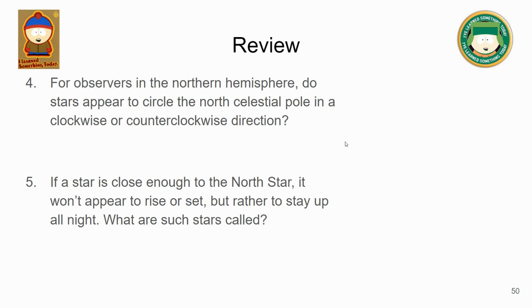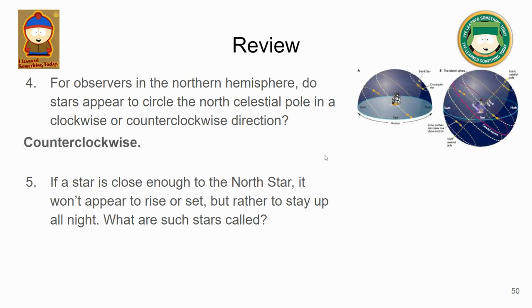For observers in the northern hemisphere, do stars appear to circle the north celestial pole in a clockwise or counterclockwise direction? Counterclockwise from the north. So the stars go around Polaris counterclockwise. If you imagine Polaris as the center of a clock, the stars would move from 3 to 2 to 1 to 12. They would go against the clock. If a star is close enough to the North Star, it won't appear to rise or set, but rather stay up all night. What do we call such stars?